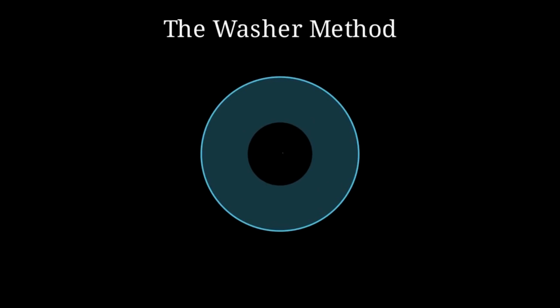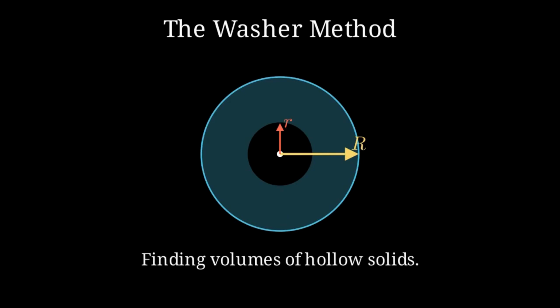In calculus, we often need to find the volume of complex three-dimensional shapes. When a region between two curves is rotated around an axis, it creates a hollow solid. Today, we will master the washer method, specifically focusing on rotations around the vertical y-axis. This technique is essential for engineering and physics applications involving hollowed-out parts.